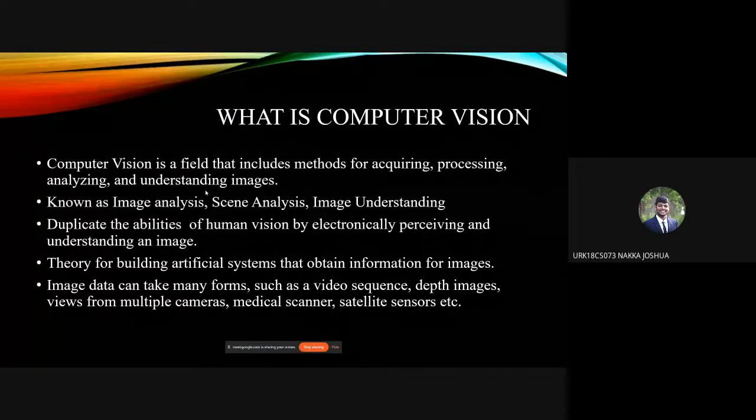Computer vision can also be done electronically to duplicate human vision, and it is the theory for building artificial systems that obtain information from images. The image data can take many forms, such as video sequences, depth images, views from multiple cameras, and satellite sensors. Coming to computer vision versus human vision.